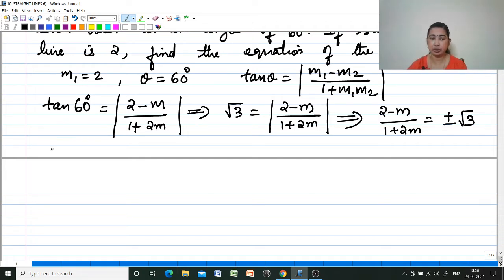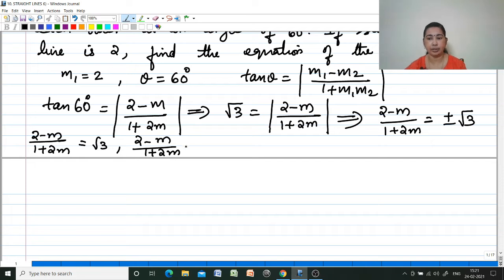We will be getting two values for m, that is, (2 minus m) divided by (1 plus 2m) is equal to plus root 3, and the other one is (2 minus m) divided by (1 plus 2m) is equal to minus root 3.